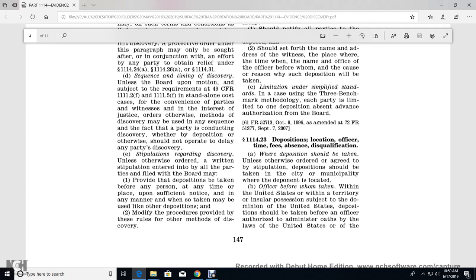Stand-alone copy with the conveyances of the party, of the witness, of the entry of the justice, of the orders of the wise method of the discovery, may be within the sequence of the fact of the party of the conducting of the discovery, whether the disposition otherwise should not operate to delay any of the parties.